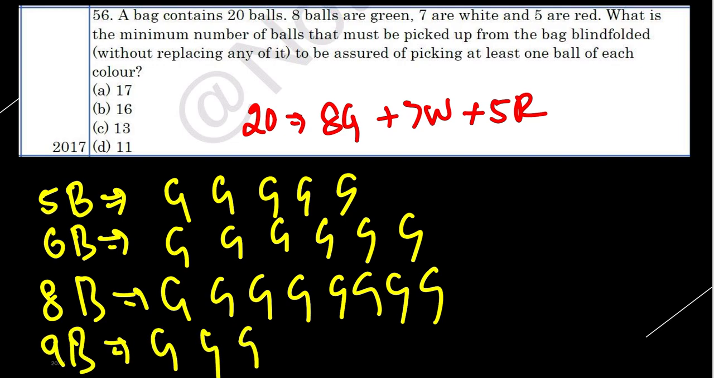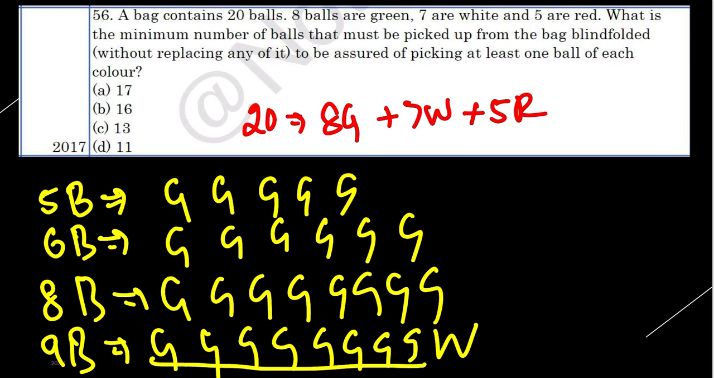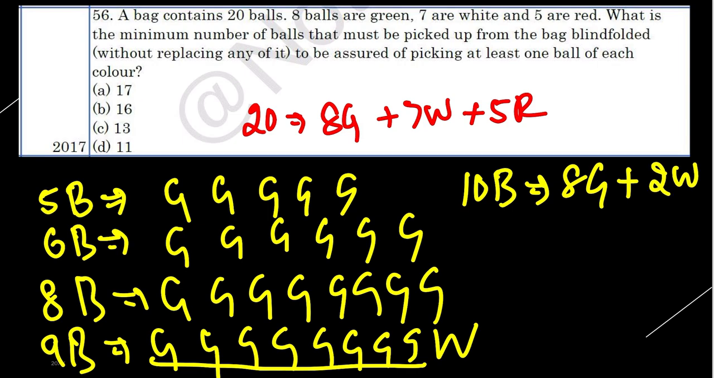9 balls could be green, green, green, green, and the last one could be white. Right? Now we have completed all the green balls and picked. We have no option then to pick another ball. So suppose I picked white. And again going by this logic, 10 balls, I will have picked 8 green plus 2 white. Still I haven't got the red one.